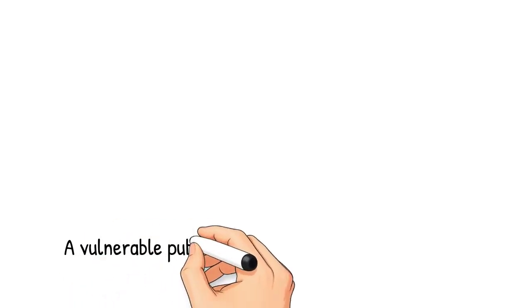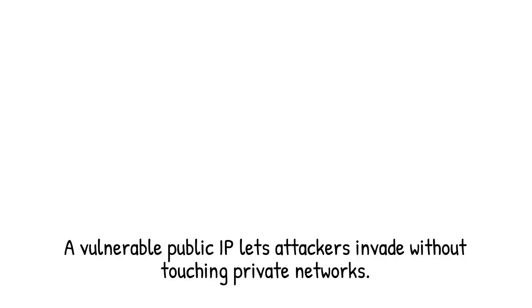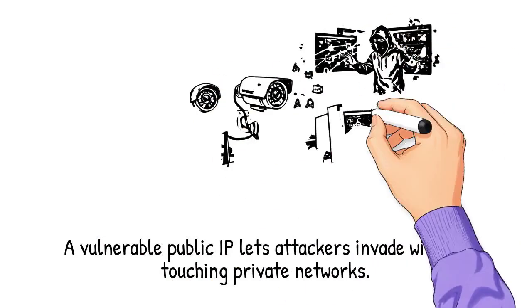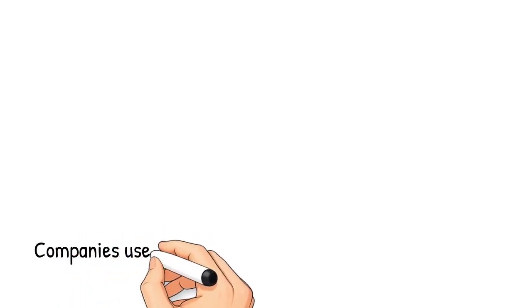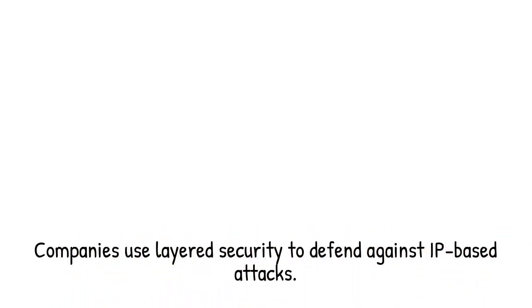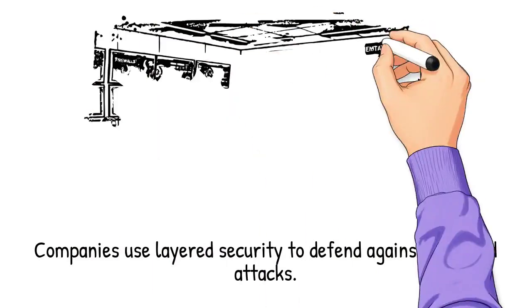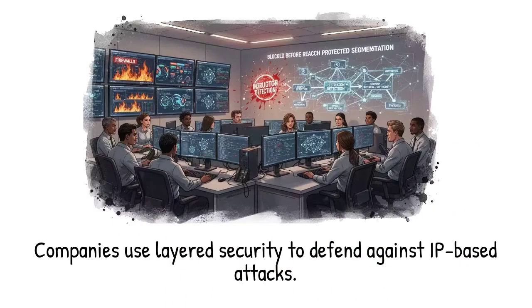If your public IP exposes a vulnerable service, like an old FTP server, an unpatched router, or a misconfigured camera, an attacker can break in without ever touching your private network. This is why companies invest heavily in firewalls, intrusion detection systems, and network segmentation. They want to ensure that even if an attacker finds their public IP, they cannot easily reach internal systems.